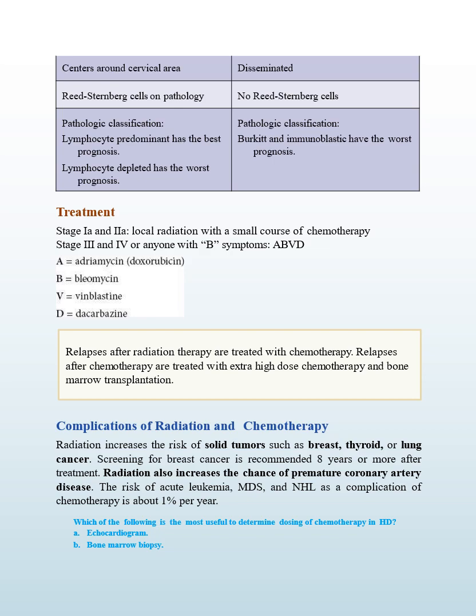There is a clinical tip which states that relapses after radiation therapy are treated with chemotherapy. Relapses after chemotherapy are treated with extra high dose of chemo and bone marrow transplant.